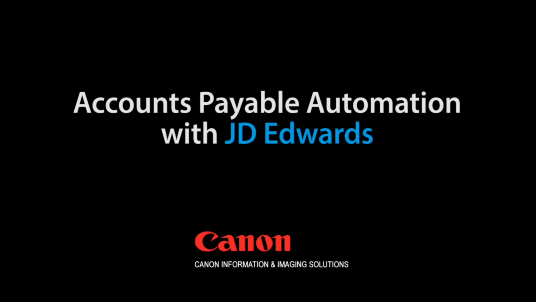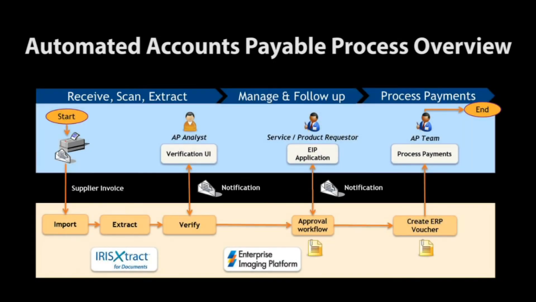Welcome to this demonstration of Canon Solutions for Accounts Payable Automation with JD Edwards. In this demonstration, we will show you how the invoices coming in, either as paper invoice or as email attachment, are converted into vouchers in JD Edwards.